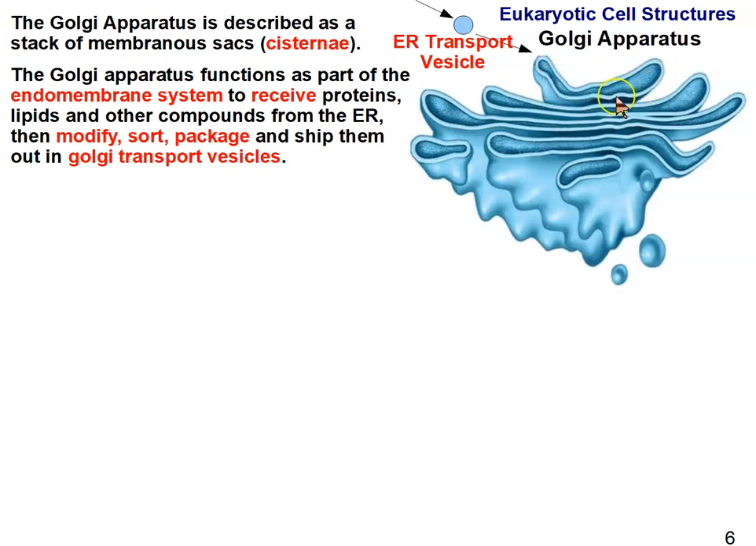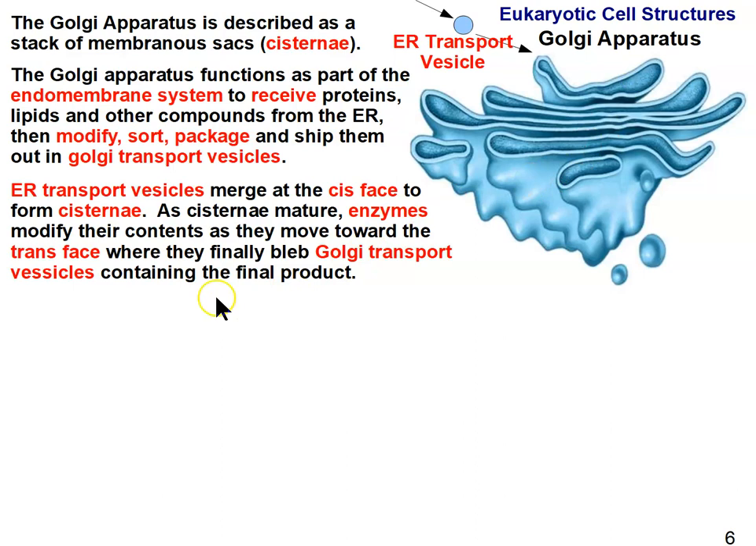And that's where these cisternae come from. They come from the merger of transport vesicles that are coming from the endoplasmic reticulum. The transport vesicles merge together and produce these sacs of membrane that have a lumen inside. So they merge at what's known as the cis face. This end of the Golgi is a cis face, and don't worry, we're going to label it in a minute. But that's what forms the cisternae.